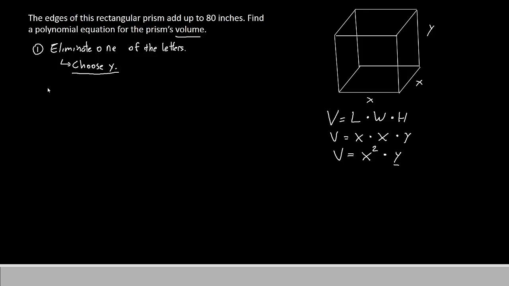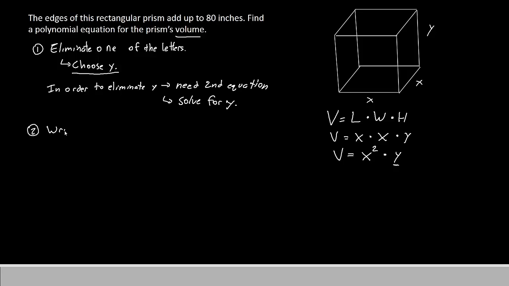Now, here's our strategy. In order to eliminate y, we're going to need a second equation. And in the equation that we are about to write, we need to solve that equation for the one that we're trying to eliminate. We're going to try to solve for y in order to eliminate y over here. To write the second equation, we're going to use the other piece of information that the problem gives us. The edges of the rectangular prism add up to 80 inches.